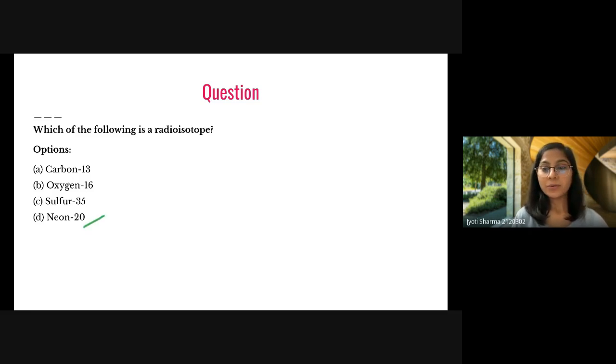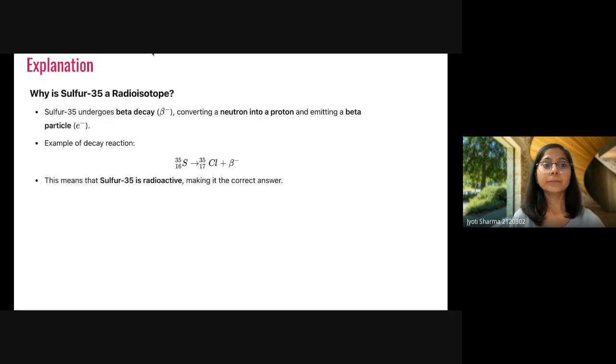And we have talked about carbon 14 being the radioactive isotope or radioisotope, and not carbon 13. So this will not be the answer. Then oxygen 16, this is a very stable isotope, and this is not a radioisotope. And the remaining one is sulfur 35. Yes, this is a radioisotope. Let me show you the answer for this. So C is the right answer, that is sulfur 35.